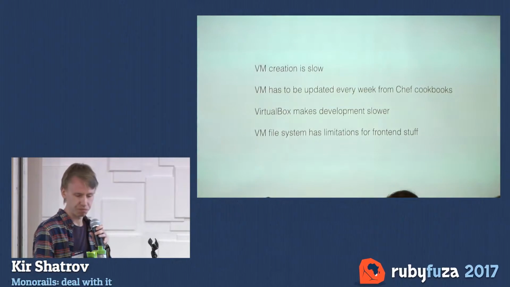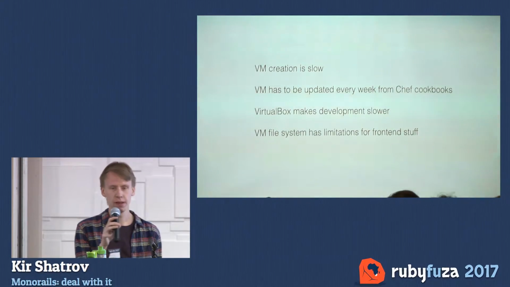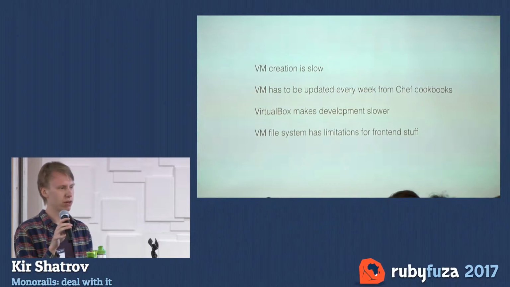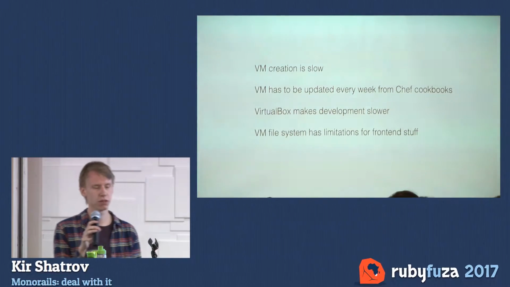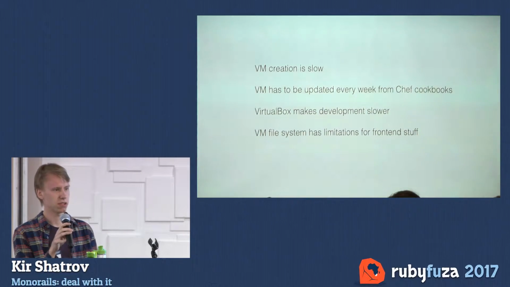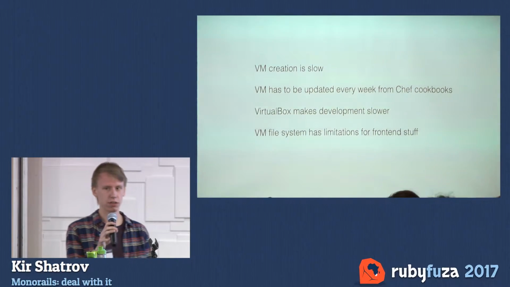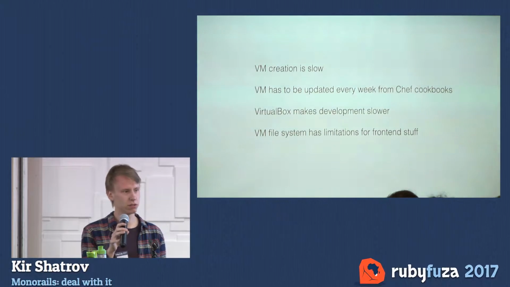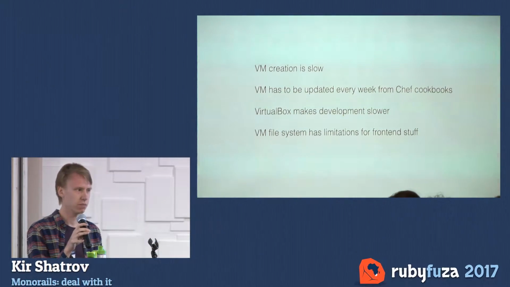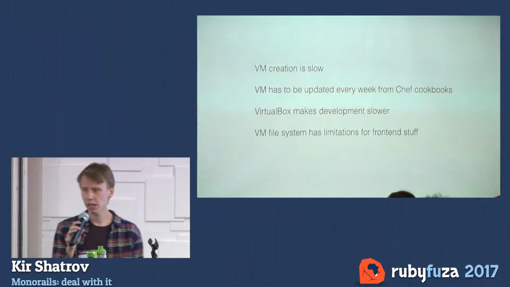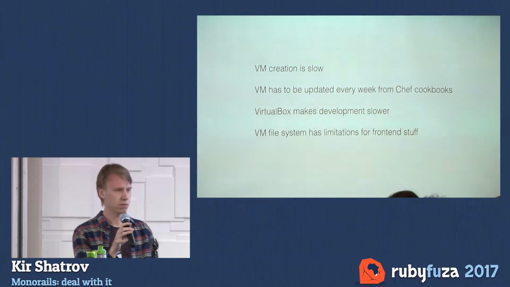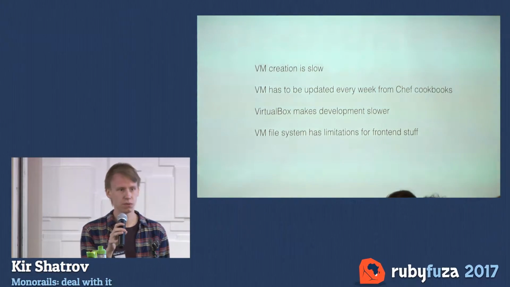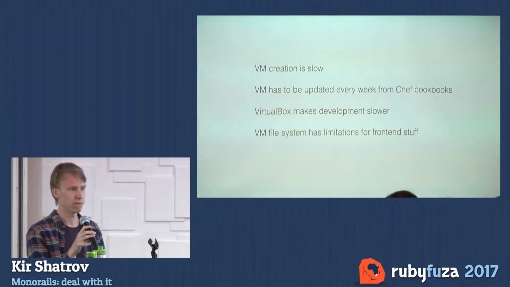So we tried Vagrant, and it didn't work really well. Because on the first Vagrant run, you need to create the virtual machine. And then because we try to make our Vagrant VM as close as possible to production, you need to apply the same things that were recently applied to production. So you need to update that VM maybe every week. And then for some kinds of development, VirtualBox makes it slower, and it doesn't support all the things that you can do locally.